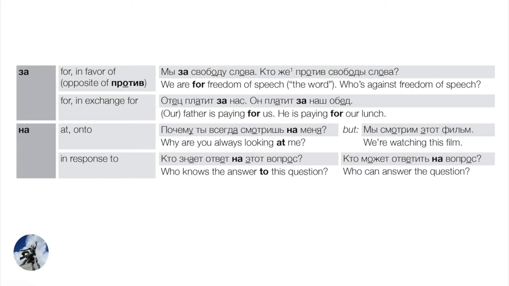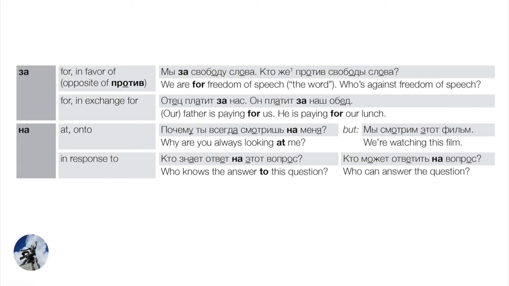And the second use of за, which we just saw, its general meaning is in exchange for, right? So think of the idea of exchange. And that also covers the idea of payment, right? You're giving payment in exchange for a service or a product or whatever, right? So this idea of exchange is a useful one. Отец платит за нас. He's paying for us. Он платит за наш обед. He's paying for our lunch.